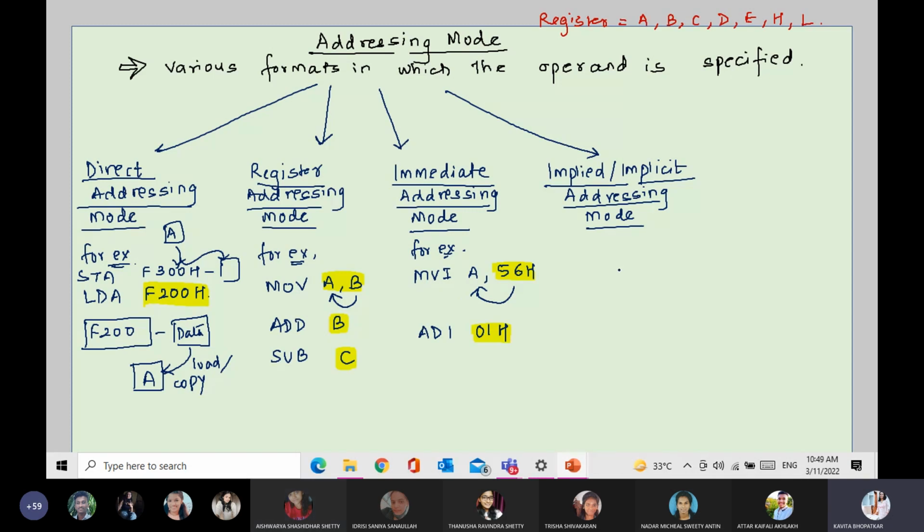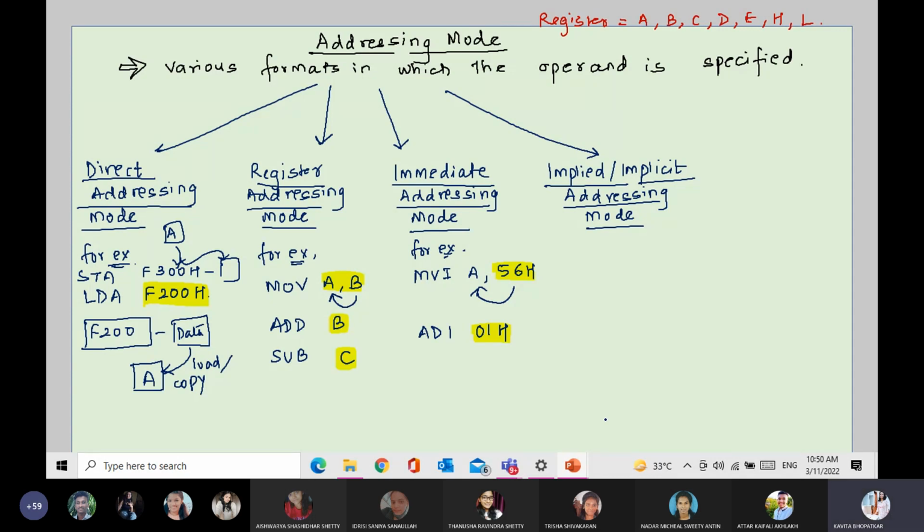You will understand. Implied addressing mode or implicit addressing mode is the instructions which are performed only and only on the accumulator. Okay, 99% of the time, 99% because there are one or two that do not execute on the accumulator and still are implied. So 99% of the time the operation performed will be on the accumulator alone.